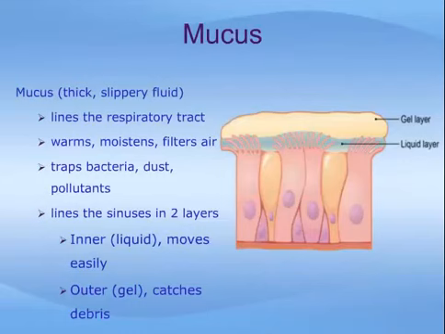Lining the respiratory tract is a membrane that secretes mucus, a thick, slippery fluid that warms, moistens, and filters the air. Mucus protects the respiratory tract by trapping bacteria, dust, pollen, and pollutants we would otherwise inhale.